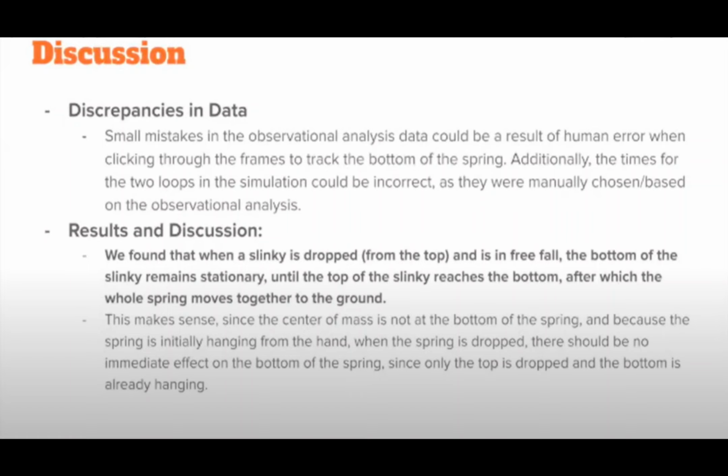And here is the other part of the discussion. We found that when a slinky is dropped from the top and is in free fall, the bottom of the slinky remains stationary until the top of the slinky reaches the bottom, after which the whole spring moves together to the ground. This makes sense since the center of mass is not at the bottom of the spring, and because the spring is initially hanging from the hand. When the spring is dropped, there should be no immediate effect on the bottom of the spring, since only the top is dropped and the bottom is already hanging.